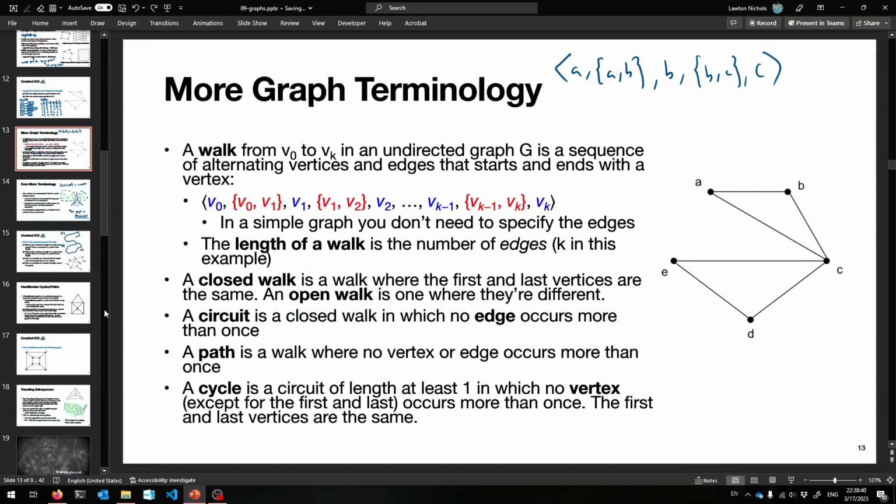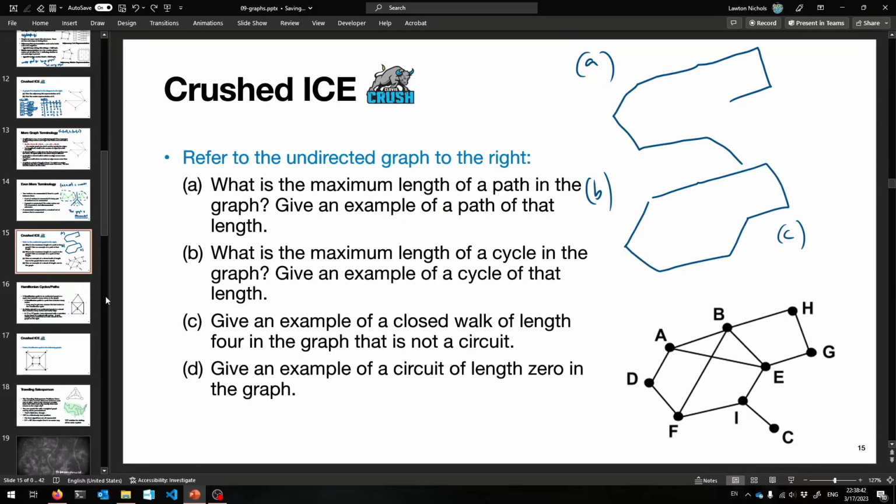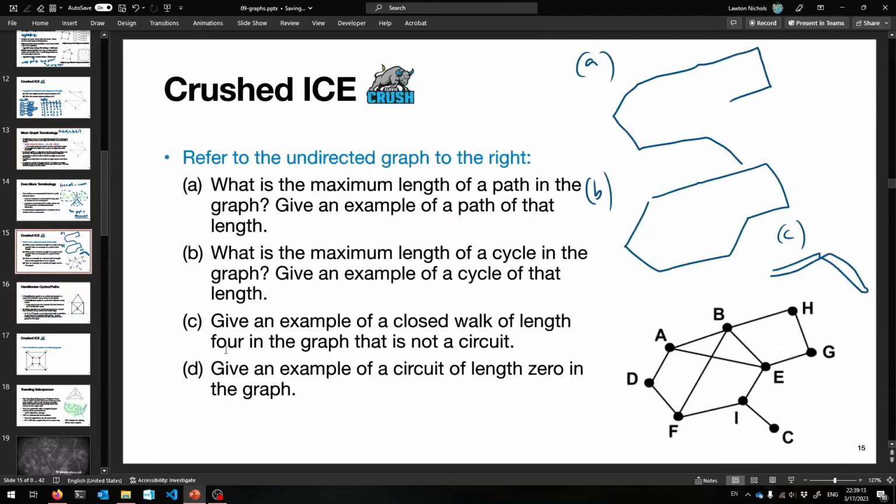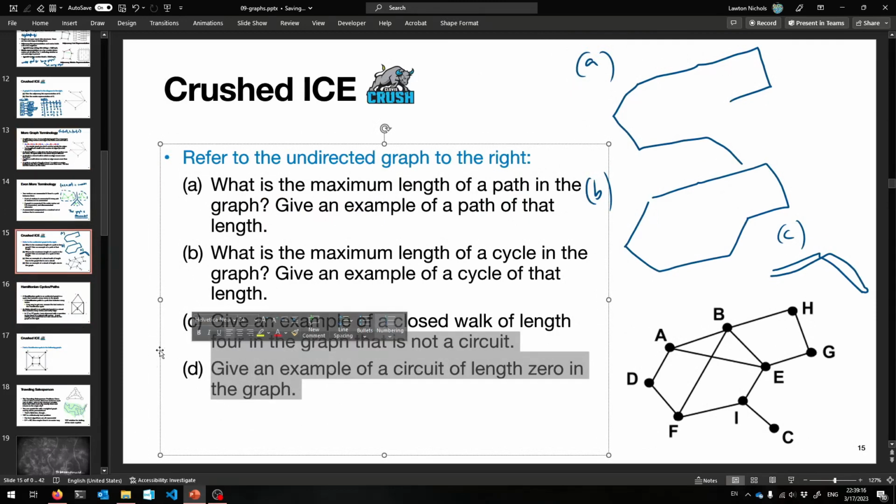So let's talk about that. A closed walk that duplicates things. So for example, let's go from A, B, E, and then let's also come back around. Let's duplicate these edges: back from E to B, back from B to A. So that would be my silly closed walk. That is not a circuit because it's duplicated edges. It's reused the edges, and you cannot do that with a circuit. A closed walk you can, though, it's very generic. Okay, finally for D, give an example of a circuit of length 0 in the graph.